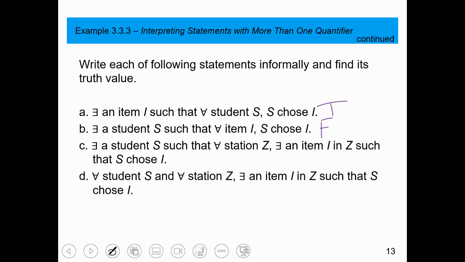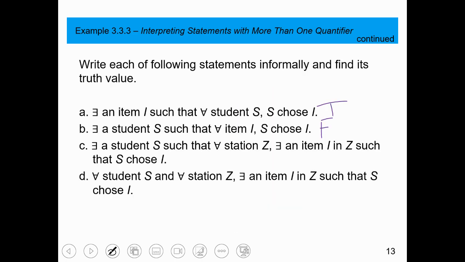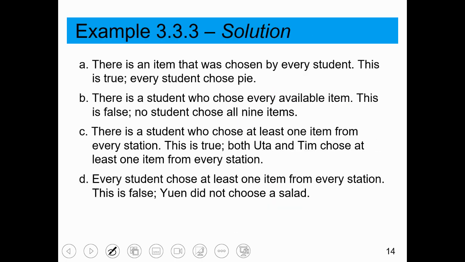Again, reread that. There exists a student S such that for every station Z, there is an item I in Z such that S chose I. Now, if you got lost about halfway through that sentence, guess what? So did I. But I encourage you, pause, read that. Go back and look at the diagram. Read the informal statement. Process that, because that's a tough one.